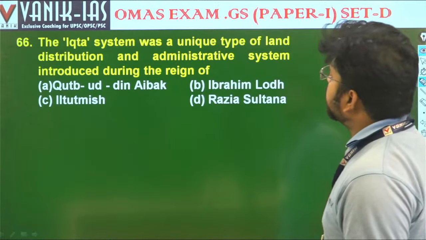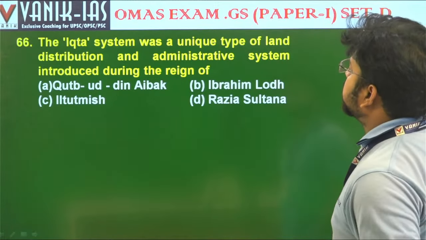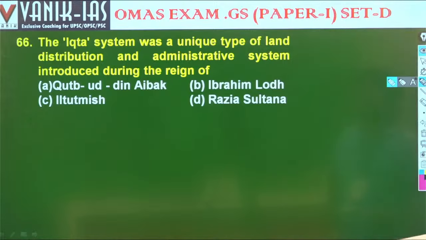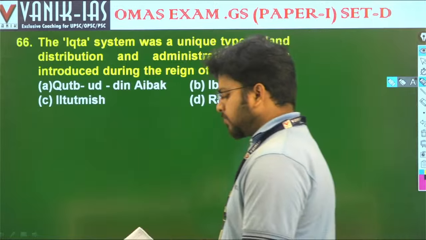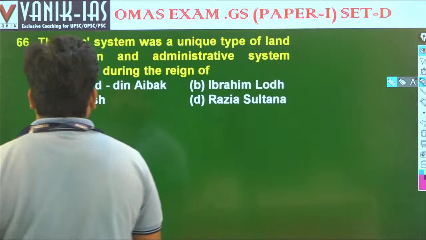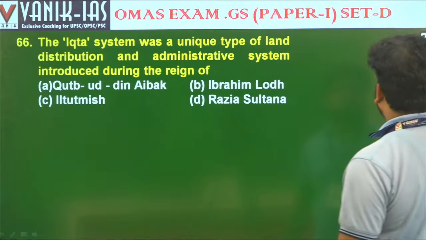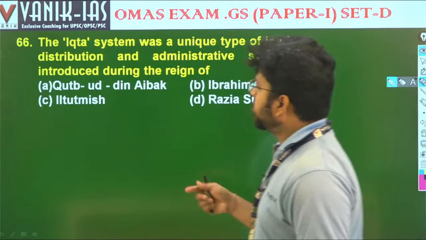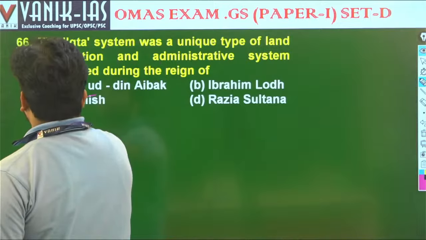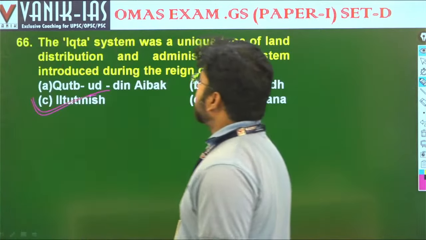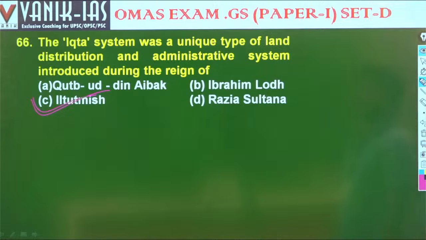The Ikta system was a unique type of land distribution and administration system introduced during the reign of: Qutbuddin Aibak, Ibrahim Lodi, Razia Sultana or Iltutmish. This is a previous year question. Iltutmish, medieval India: Iltutmish introduced the Ikta system, a unique type of land distribution.